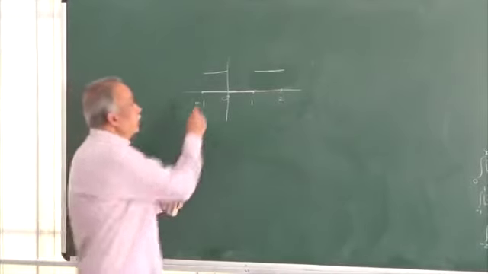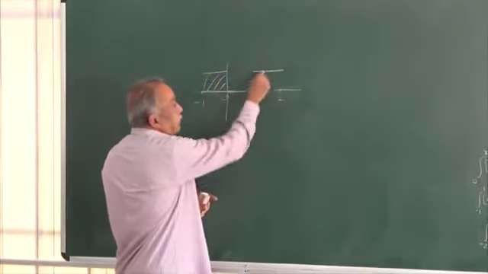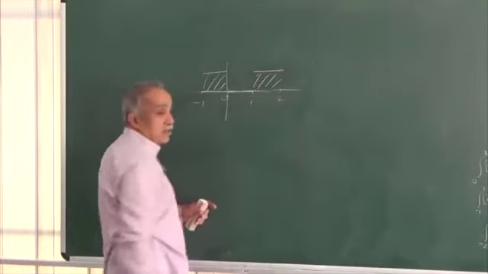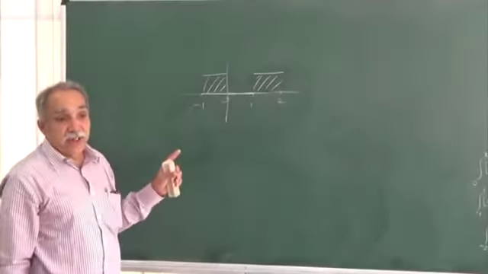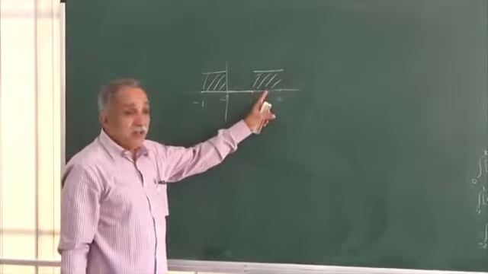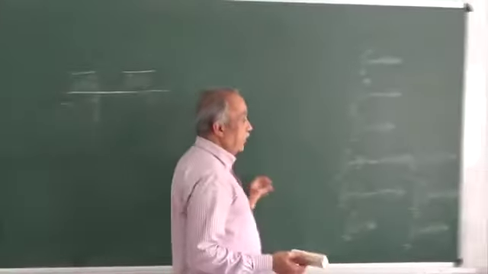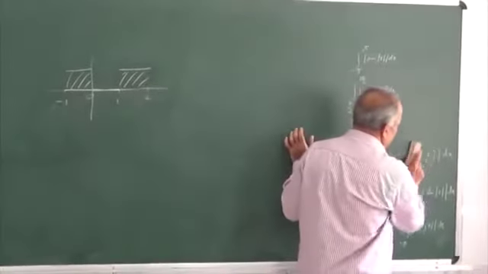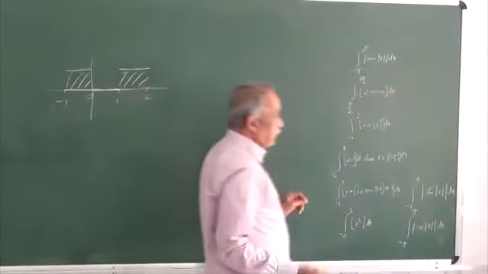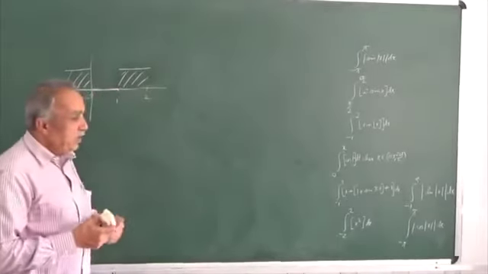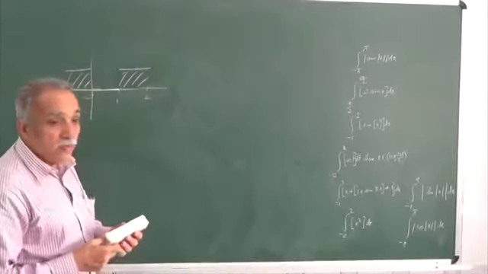So, what you are required to find is the sum of the areas of these two rectangles. The rectangles have the same area, so you need to find one rectangular area and multiply it by 2. Next: integral from minus 1 to e of mod of log of mod x.